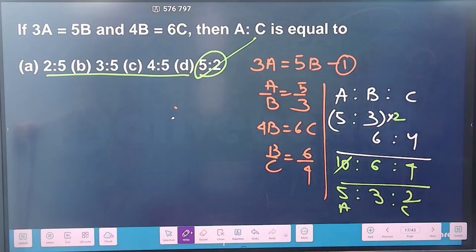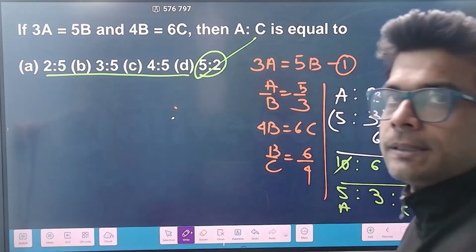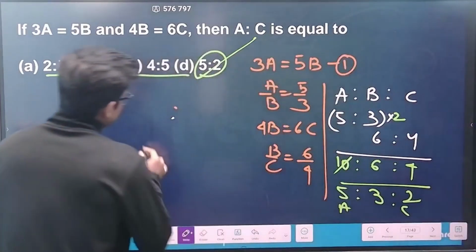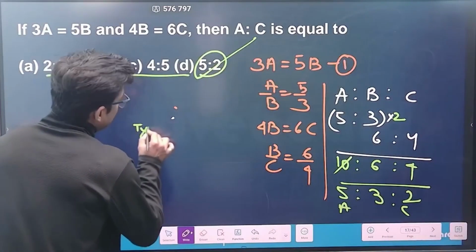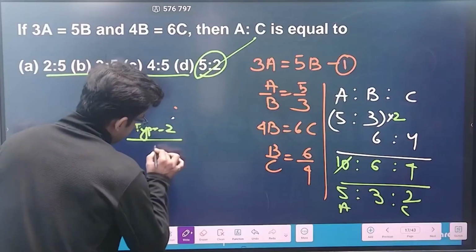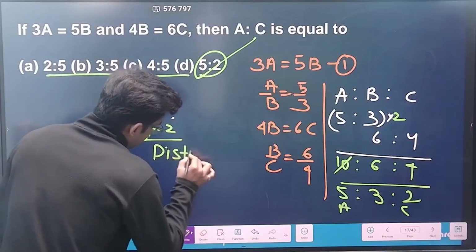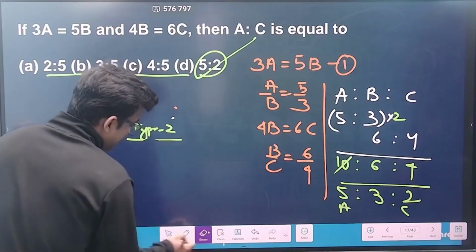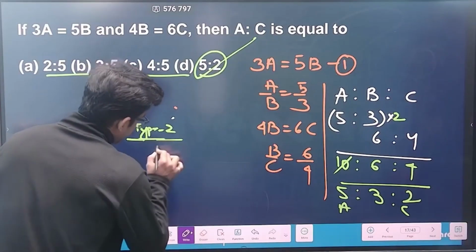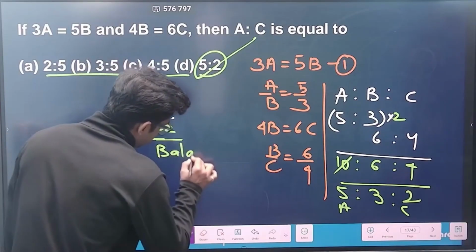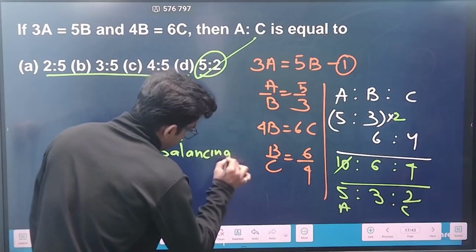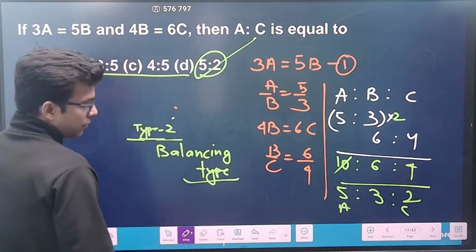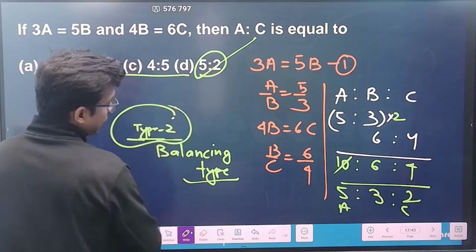Okay, let me give you one more question. Again, if you want to know the type, this is again a type 2 only, which is, sorry, not distribution, balancing type. This comes under balancing type. Always remember this comes under balancing type. Keep in mind, it is type 2.